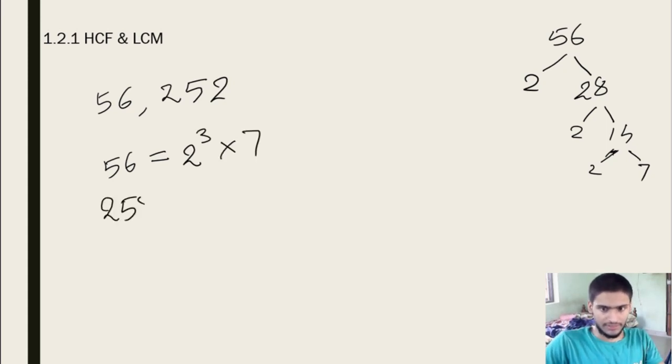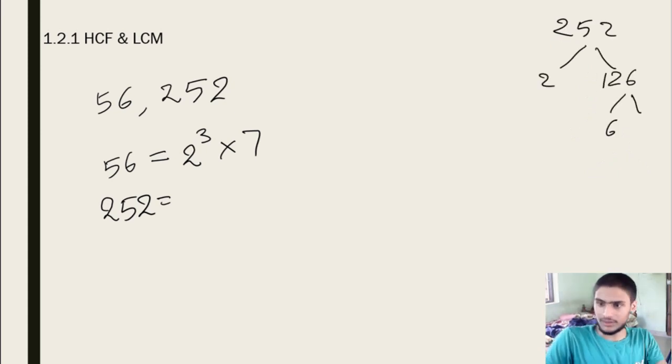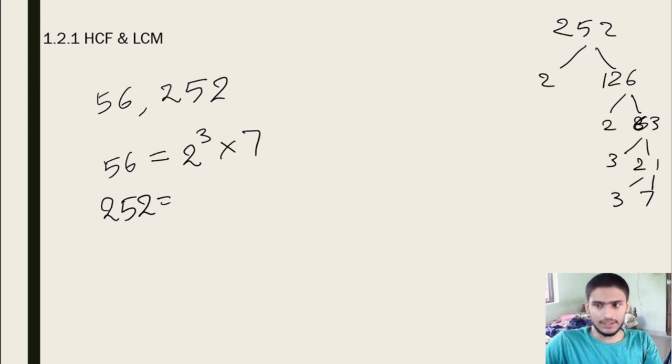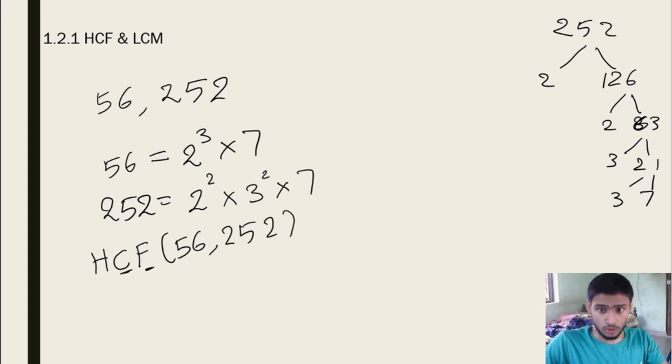And in a similar fashion, you can write 252 as 2 raised to 2 times 3 raised to 2 times 7. And to find the HCF is very easy. After you factorize, all you have to do, as the name implies, highest common factor, is just write down the common factors. So if I just write them down like this, it will look much easier.